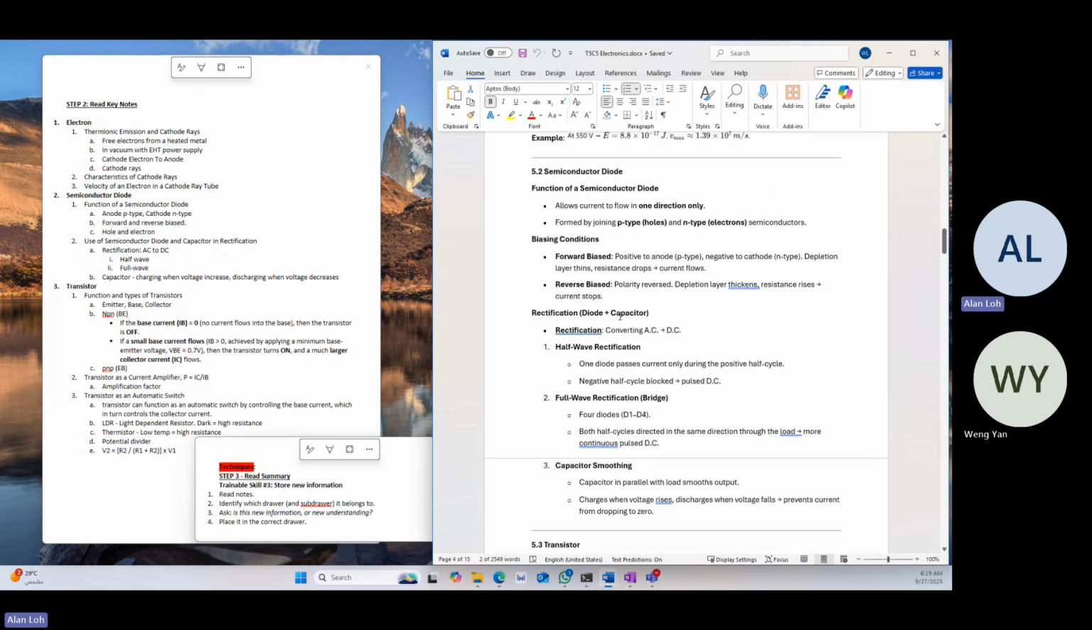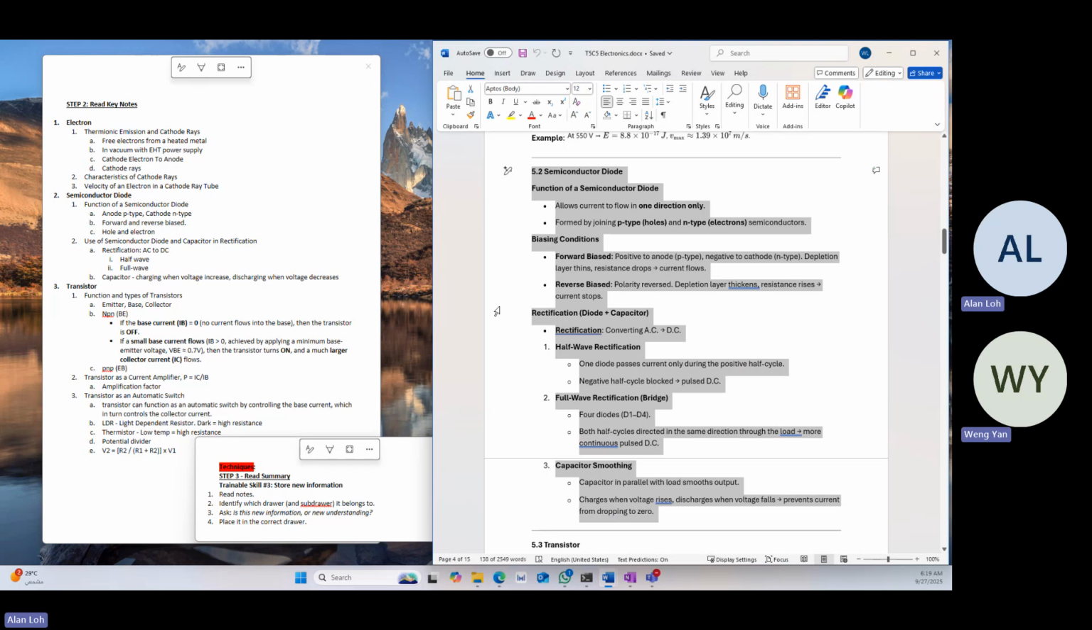Now, let's move to drawer number 2. Drawer number 2. Let's start reading this and find out the information.